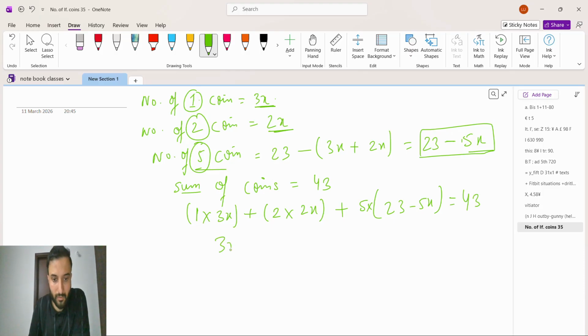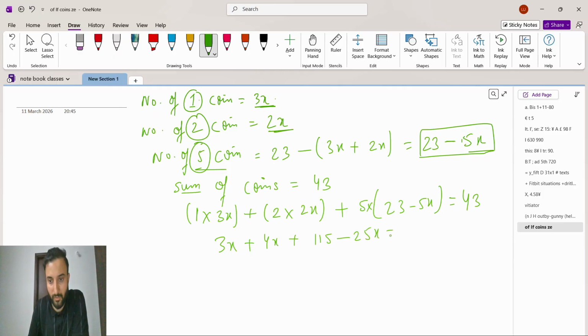Okay, so 3x plus 2x is 4x... plus 5 into 23. 5 into 23, you will get 115. 5 times minus 5x is minus 25x, equals 43. So add 3x plus 2x. 7x minus 25x, so you will get minus 18x. Minus 18x equals, see this side is 43. This is a constant, so plus 115 will go to that side, so it will become minus 115.